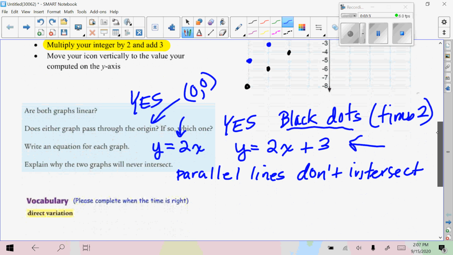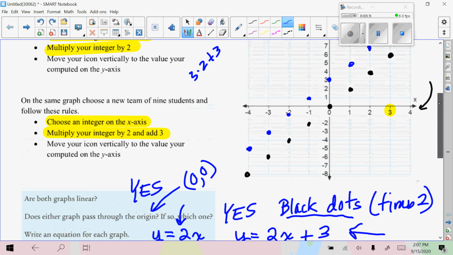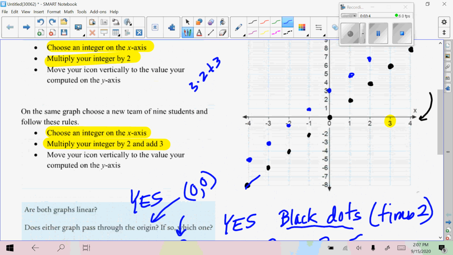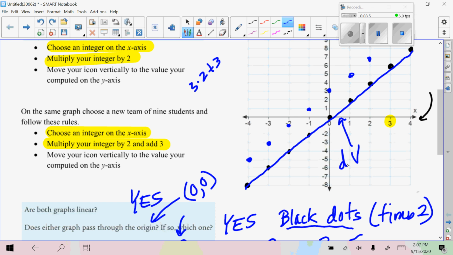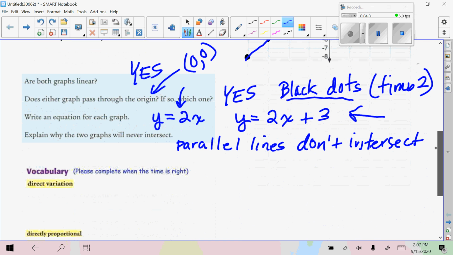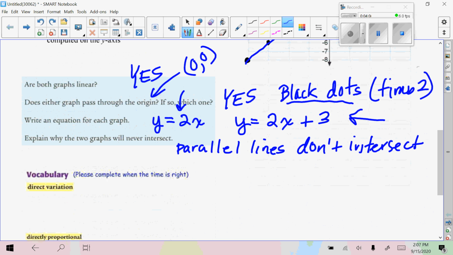Okay? Now, one thing that I'd like you to take notice of is that this line right here goes through the origin. If the line goes through the origin and it's a straight line, we call that a direct variation. We're going to talk about this some more, so don't worry about that right now. And if it does not pass through the origin, then it's not a direct variation. It can still be linear, though. Okay? All right, let's move on.